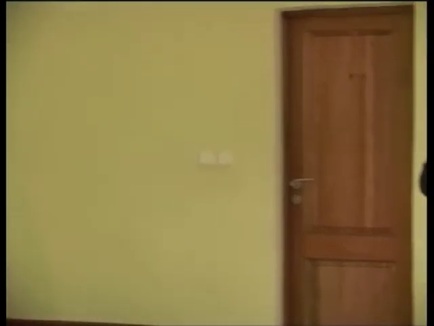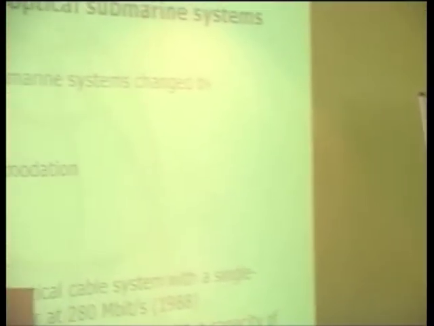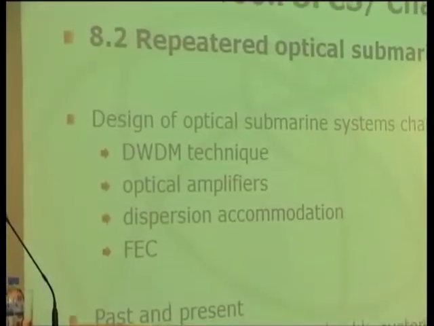To make a comparison, the first optical cable to be laid in the Atlantic Ocean at the end of the 80s was a system with just one channel per fiber pair. The fiber pair was used in the two directions, and the bit rate was 280 megabits per second.